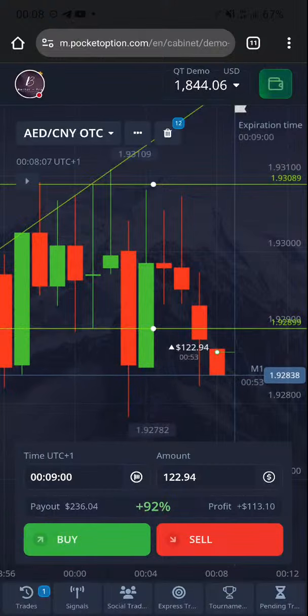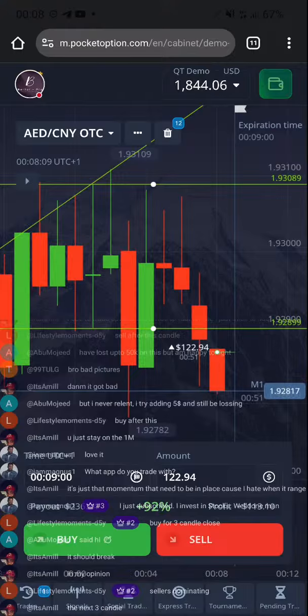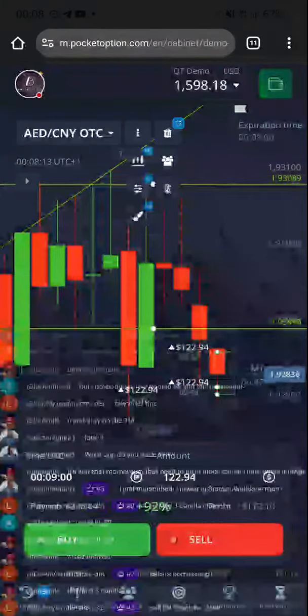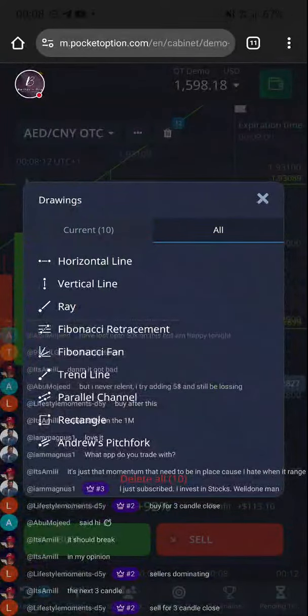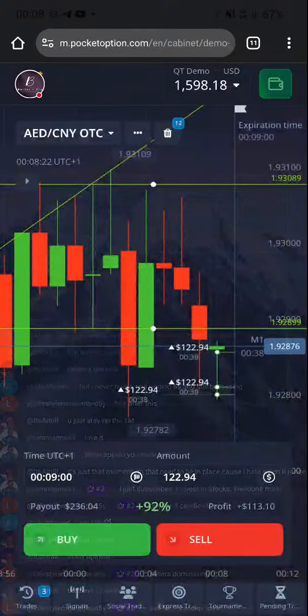Sorry, I missed that message. I couldn't read it. Let me see if I can read it quickly. The next three candles, yes. Sell for three candles close.